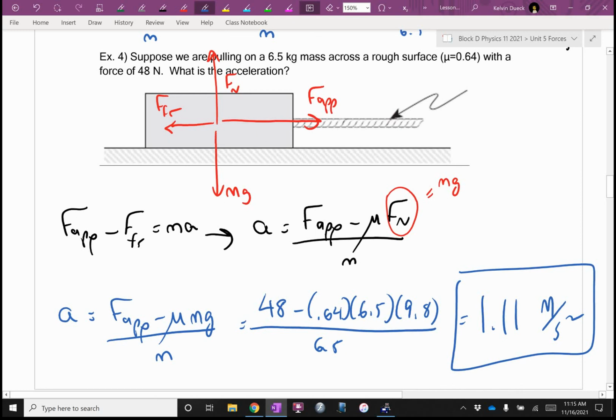And this is a hint, I like this question. As far as I'm concerned, I could give you a and F applied and ask you to find mu, the coefficient of friction, how sticky this object is. Which of those three expressions contains the mu hidden inside of it? Friction. I would get friction by itself first, and then how would I get the mu by itself?